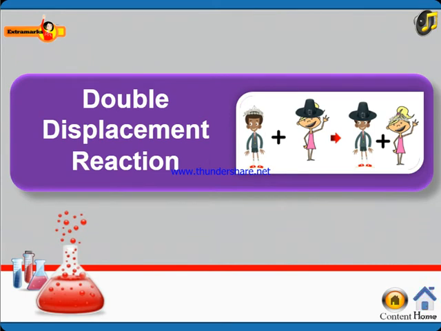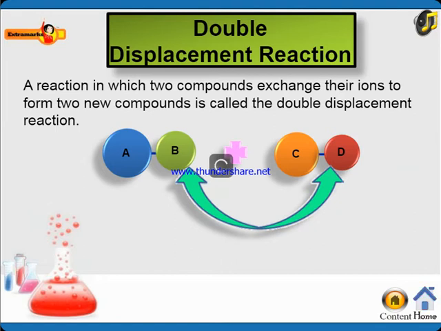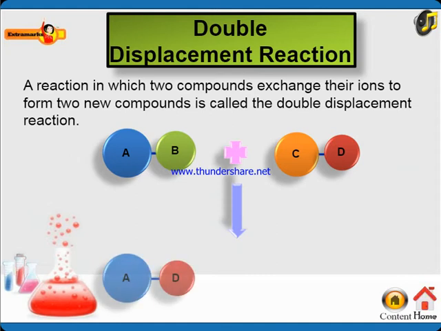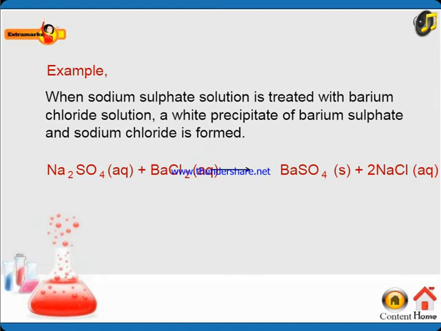Double displacement reaction. A reaction in which two compounds exchange their ions to form two new compounds is called the double displacement reaction. For example, when sodium sulfate solution is treated with barium chloride solution, a white precipitate of barium sulfate and sodium chloride is formed.